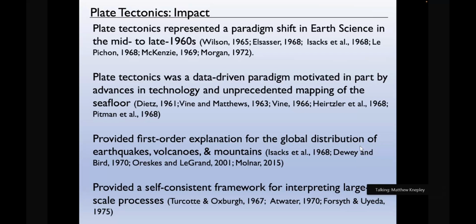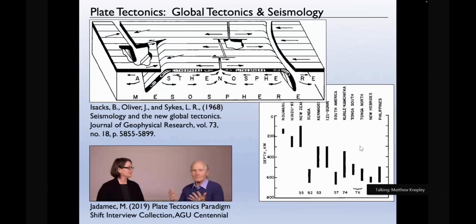But nonetheless, the data that resulted provided a critical link in solidifying the evidence that, in fact, there are tectonic plates in motion. This plate tectonic theory provided a first-order explanation for the global distribution of earthquakes, volcanoes, and mountains on the Earth. It provided a self-consistent framework for interpreting these large-scale processes.